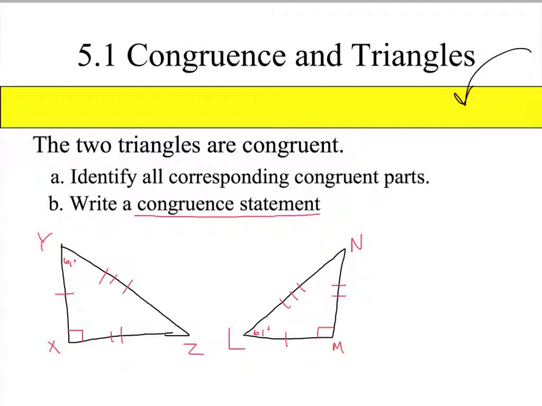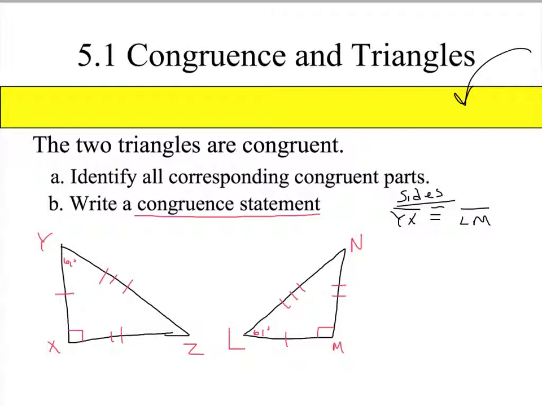All right. So looking at this, first we're going to identify all the corresponding congruent parts, and I'm going to start with my sides because it does give me my little tick marks. It does tell me which side is congruent to which side. Okay, so looking at this, I know that according to this information, side YX is going to be congruent to side LM.